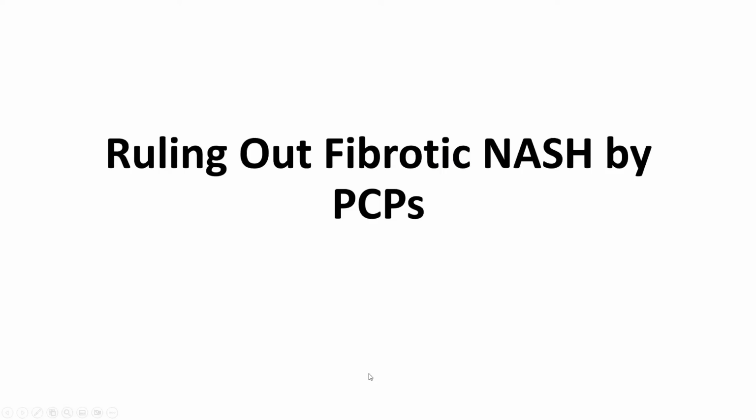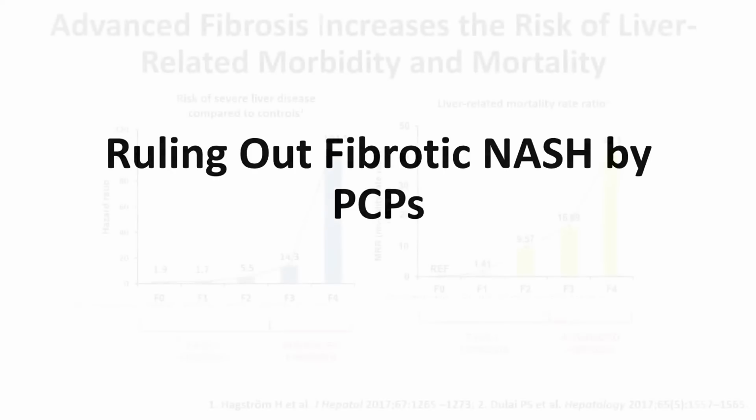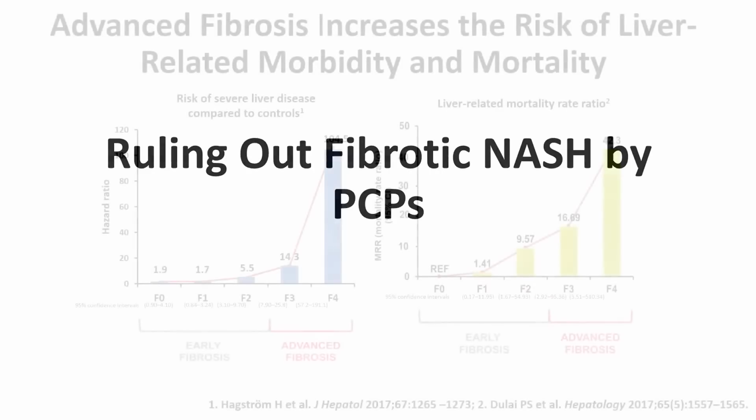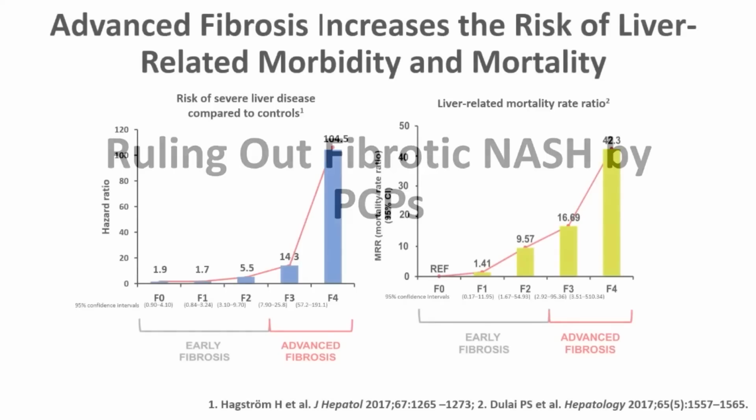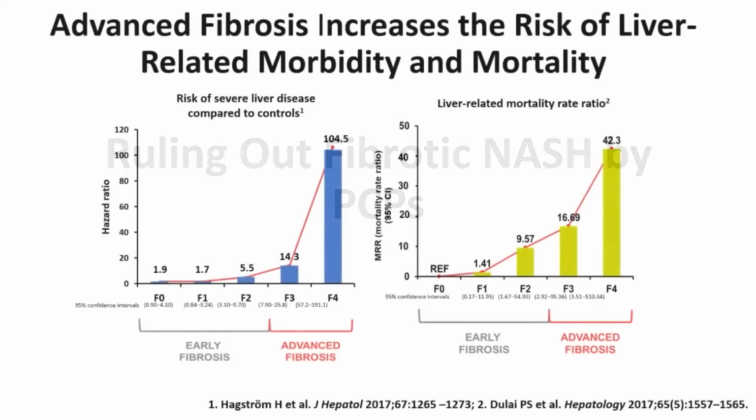And the reason why we focus again on this, significant advanced fibrosis, is because we've had several studies showing that the risk of severe liver disease, so developing cirrhosis, liver-related complications, increases significantly once you reach that F2 fibrosis, significant fibrosis, and the same is true for liver-related mortality.